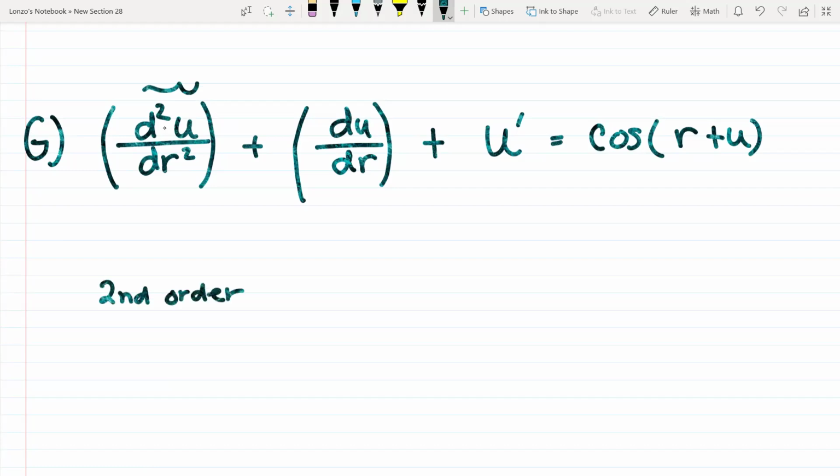And is this linear? Let's check each term. This is to the power of 1. This has a coefficient 1. That's fine. This is to the power of 1. This has a coefficient 1. That's fine. This is y prime, not y to the 1, so this is fine, right? This could be y prime to the power of 1, and this has a coefficient 1. So that's fine. This side does not make it linear because it has a cosine. Cosine is not linear. It's a trig function, so that makes it nonlinear.